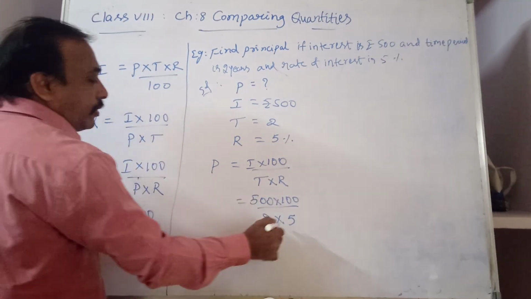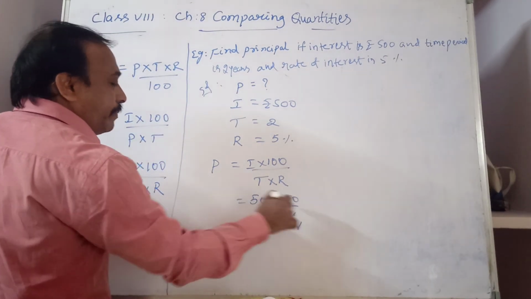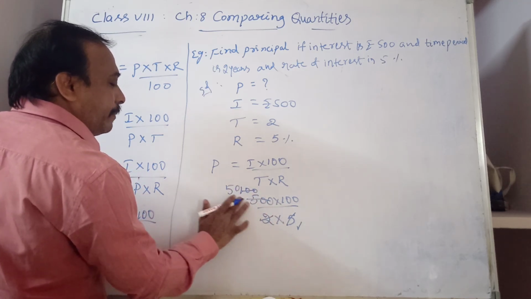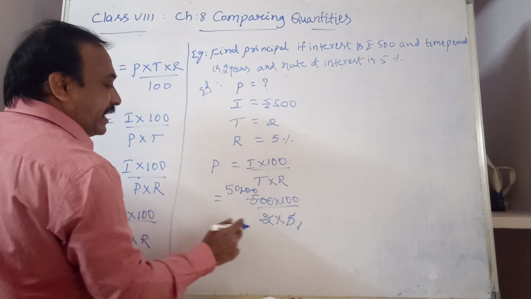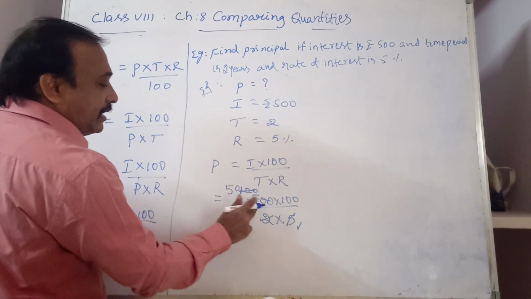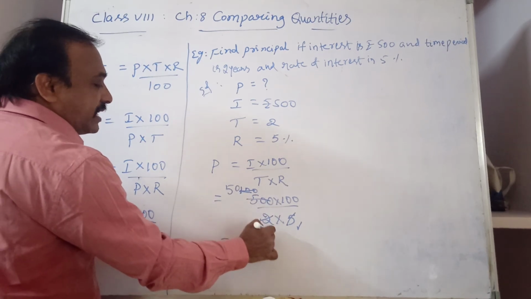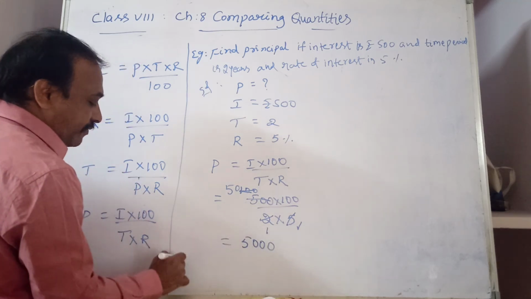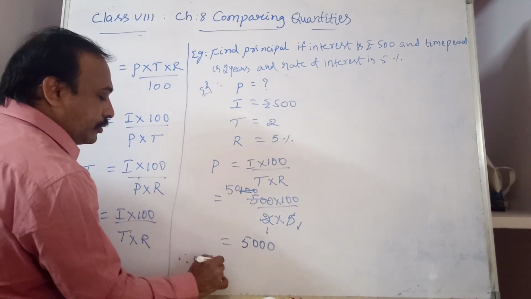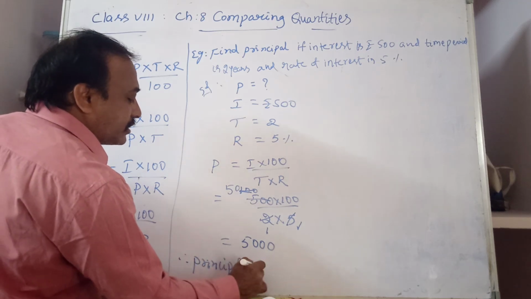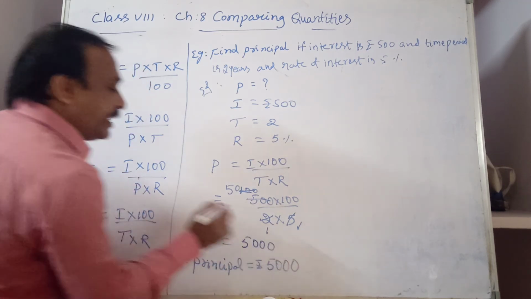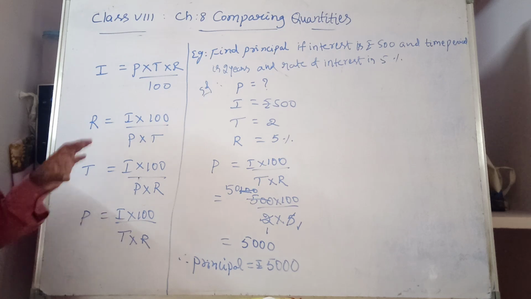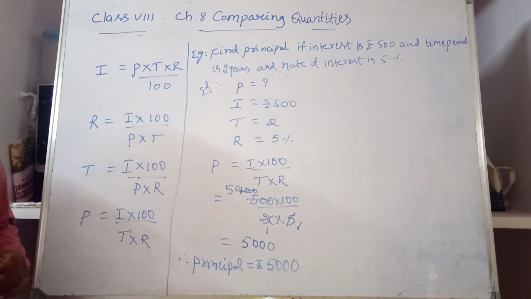Observe it, 5 ones are 5, 5 hundreds, then 2 ones are 2, 50s are 50 into 100, which is equal to 5,000. Therefore, principal is equal to rupees 5,000. This is the application part of simple interest, which we have already discussed in the earlier classes.